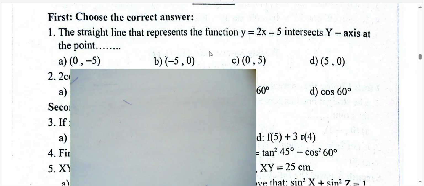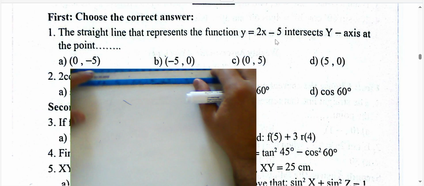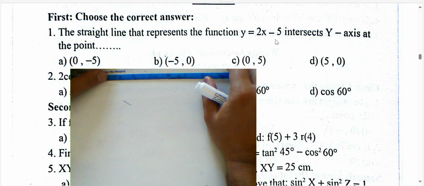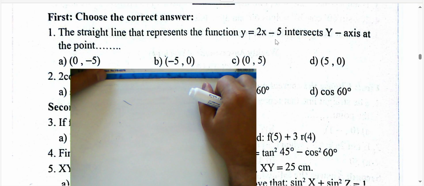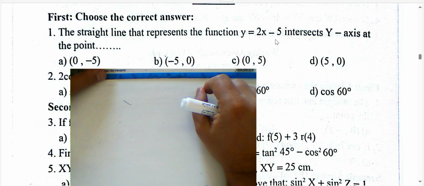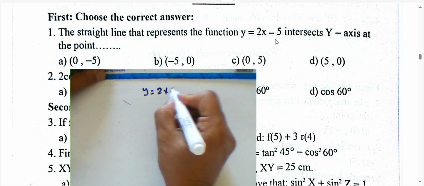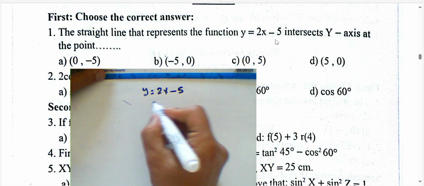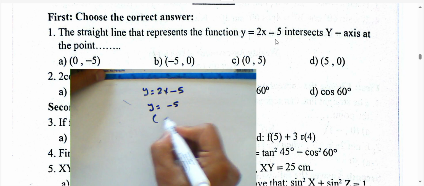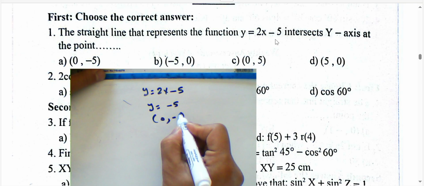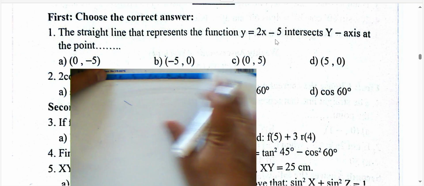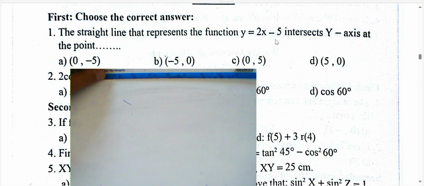The straight line represents the function y equal to 2x minus 5 intersect this y-axis at the point what? It's meaning what? Intersecting this y-axis, it's meaning the value of x equals 0. Then we have 2x minus 5. We must put the value of x equals 0. Then the value of y will be negative 5. The coordinates here will be 0 and negative 5. This point satisfies. Okay, next question.